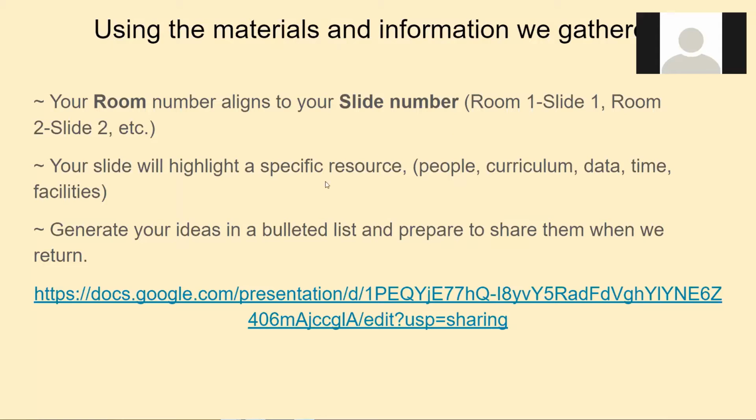And you'll see that there's 2 slides for each of these 5 components of resource mapping. So 2 slides for people, 2 slides for curriculum, data, 2 for time, facilities, etc. So when you get there, take a minute, and you'll probably have about 4, 5, or 6 folks, give or take 1 or 2, in each of your rooms. So allow time for folks to come in.